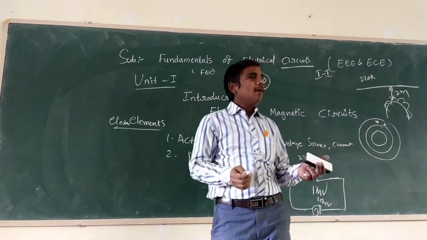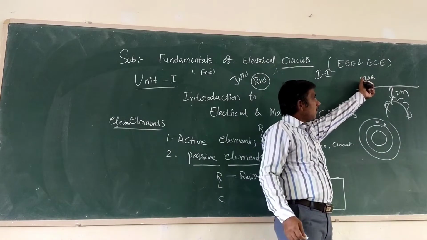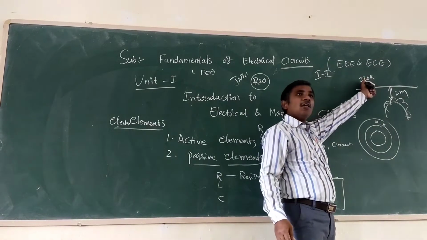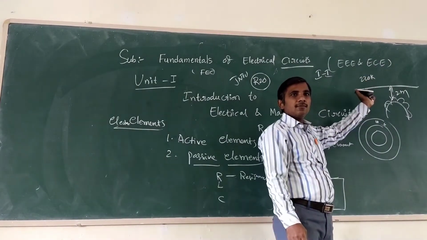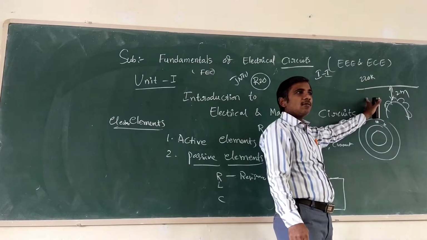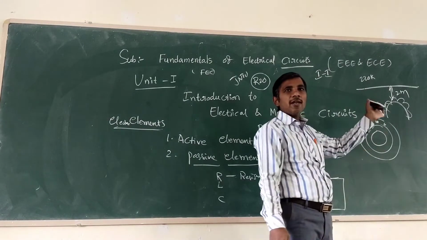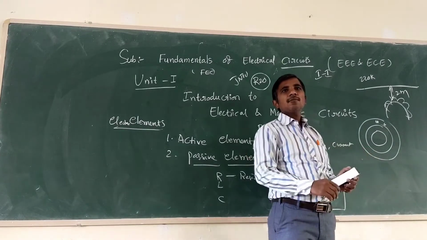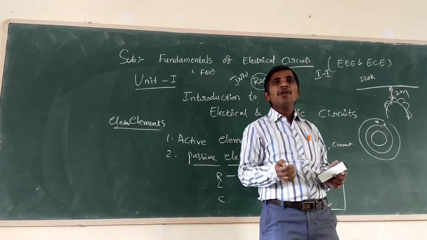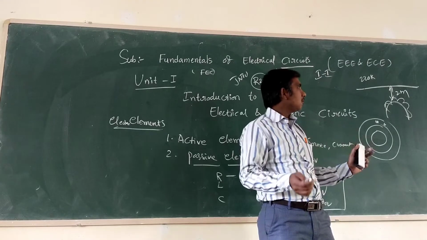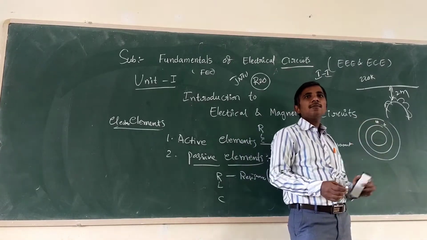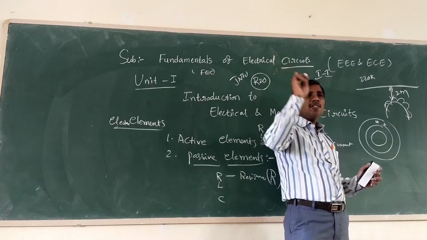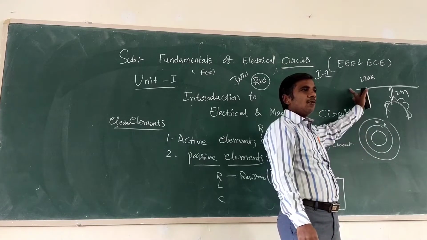Is it right? 230 volts, 230 kilovolts. There is a difference. 220 kilovolts, 220 volts. How many times is it? 1000 times more. 220 kilovolts we can't use in the classroom. We can't use it in the laboratory also. We can't use that voltage in a house also. But for transmission purposes we are using 220 kilovolts.